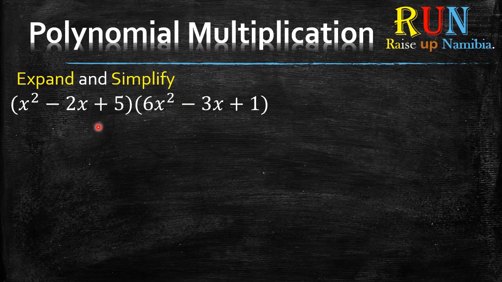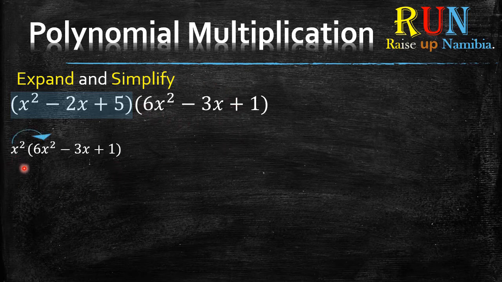Now the third example has 3 terms in both brackets. So what do we do? We take each and every term in the first bracket and multiply it in the second bracket. Okay? So let's start. X squared multiplied by everything in the second bracket. So what is x squared multiplied by 6x squared? That will give us 6x raised to the power 4. What is x squared multiplied by negative 3x? That will give us negative 3x cubed. And then x squared multiplied by 1 will give us what? That will just be x squared. Okay?